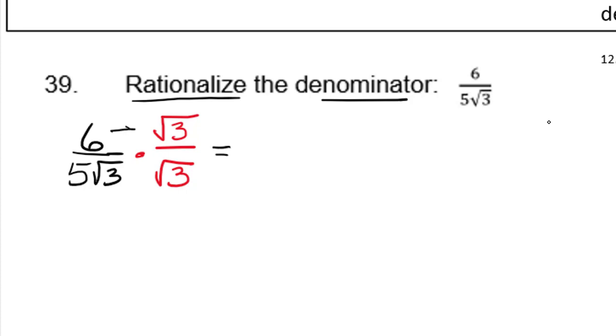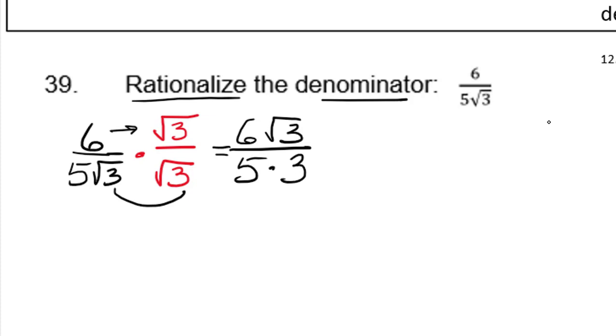In the numerator, we would have 6 times the square root of 3, which is 6 root 3. And in the denominator, we would have 5 root 3 times root 3, which is going to be 5 times... Now remember, square root of 3 times square root of 3 is just 3. So this is 6 root 3 over 15.